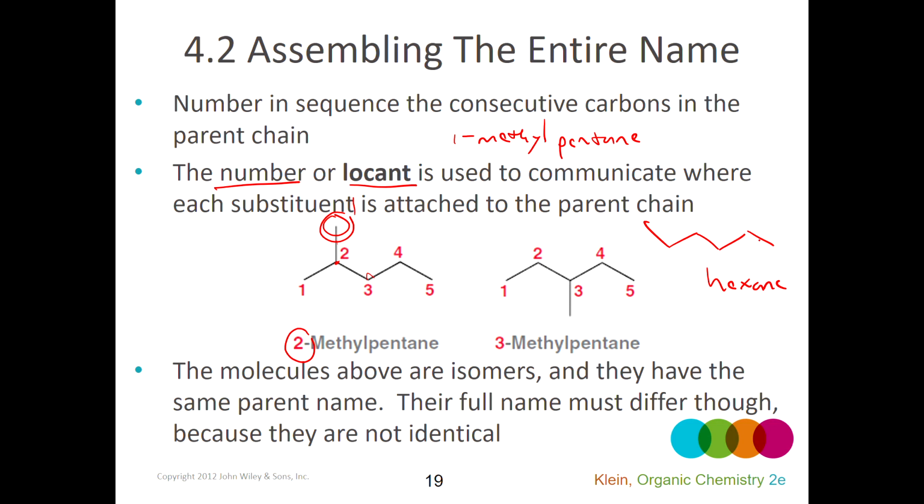And once you find your parent chain, you have to number the carbons in that chain in the way that gives the substituents the lowest numbers possible. And so that's what we've done here. Over here on this 5-carbon chain, I wouldn't number it from this side. I wouldn't call it 4-methylpentane. I have to number it from the side that gives the substituent the lowest number possible. It's got to be 2-methylpentane. So when you have a molecule with lots of substituents, you got to find out which side to number it from to give the substituents the lowest numbers possible.